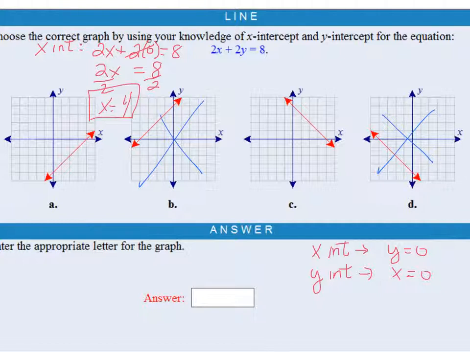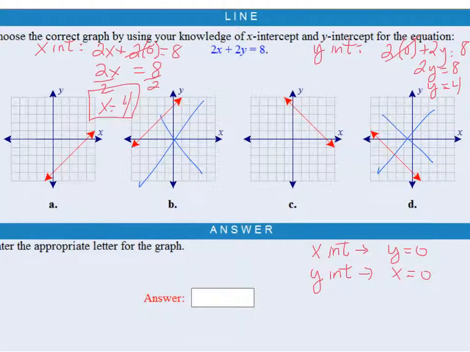To do your y-intercept, you're going to make your x be 0. So you're going to have 2 times 0 plus 2y equals 8. And 2 times 0 is just 0, so that will go away. And I have 2y equals 8. Divide both sides by 2. And my y-intercept is going to be a +4. So when I look at the two that are left, this is the one here that has a y-intercept of +4.